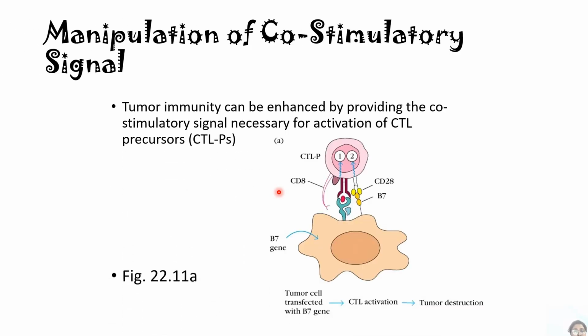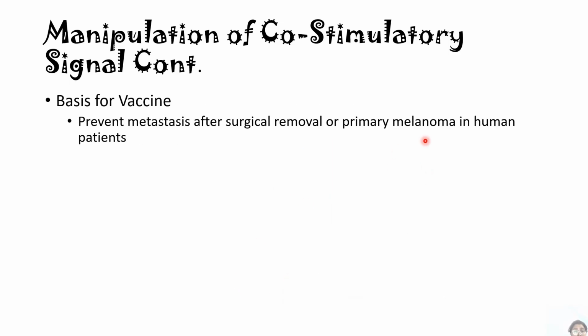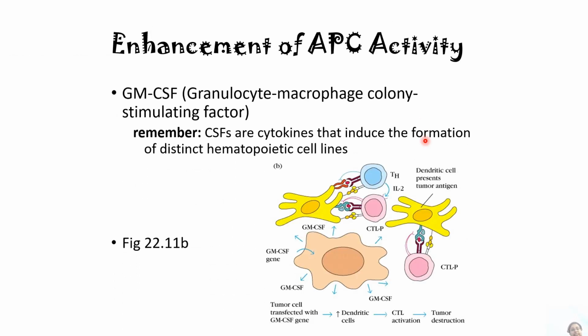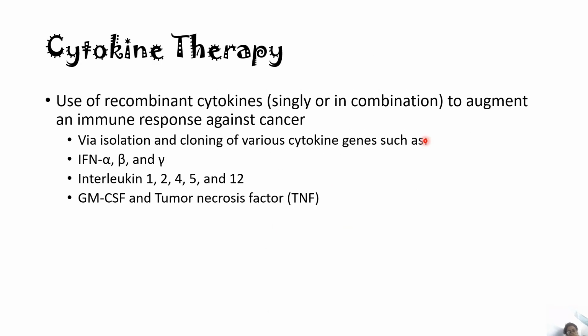So what is the manipulation of the co-stimulatory signal? Tumor immunity can be enhanced by providing the co-stimulatory signal necessary for the activation of CTL precursors. It is the basis for vaccines. It prevents metastasis after surgical removal of primary melanoma in human patients. Now, GM-CSF is granulocyte macrophage colony stimulating factor, a cytokine that induces the formation of distinct hematopoietic stem lines.